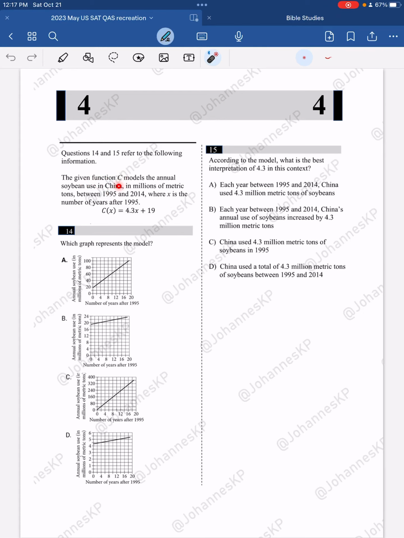The given function C models the annual soybean use in China in millions of metric tons between 1995 and 2014, where X is the number of years after 1995. C of X is 4.3X plus 19. So which graph represents the model?